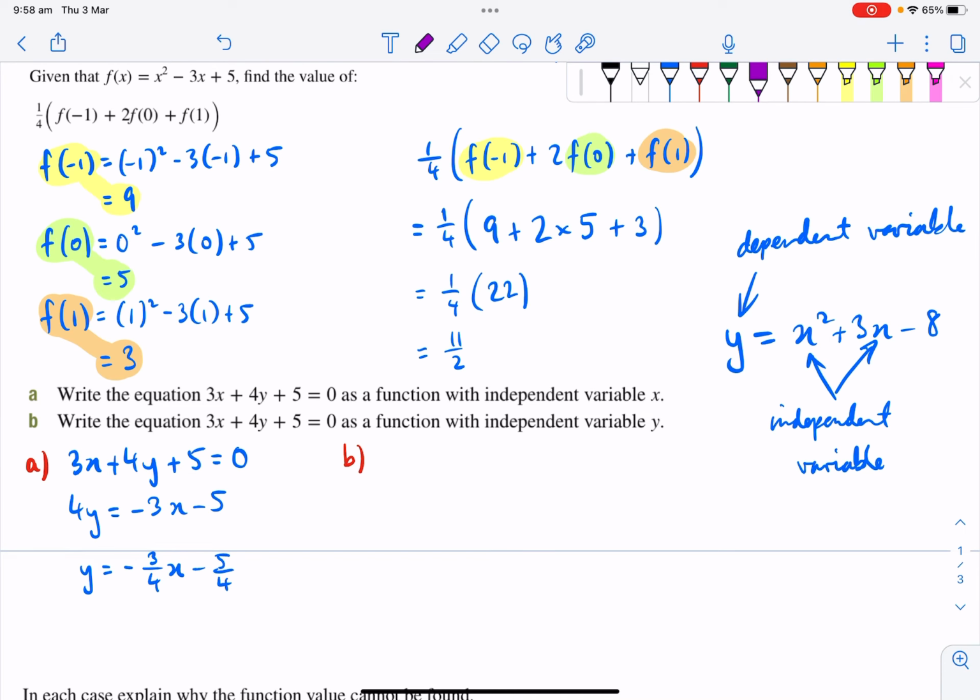So it's all about terminology here. Write the equation 3x plus 4y plus 5 equals 0, the same equation, as a function with independent variable y. So now if y is the independent variable, I have to make x the subject. So again, we have 3x plus 4y plus 5 equals 0. I will make 3x the subject. And then finally, I will divide each term by 3.